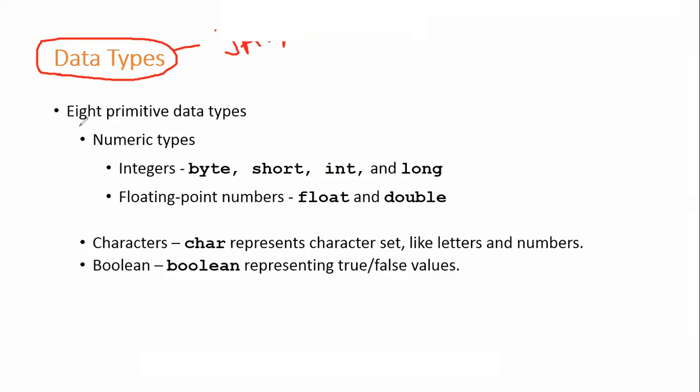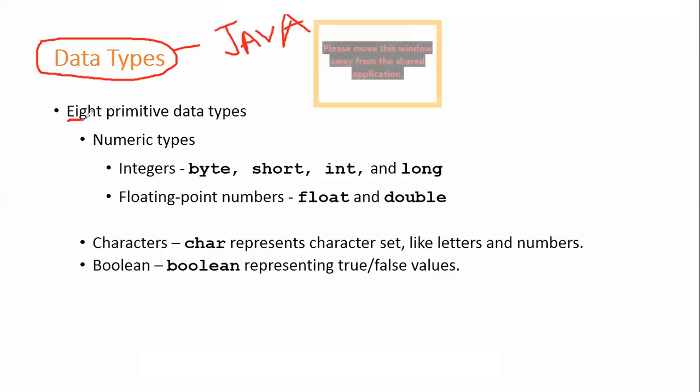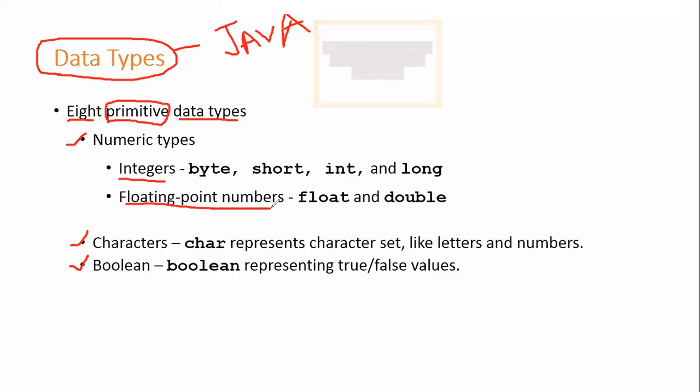So with respect to Java, totally we have 8 data types, and we call all these data types primitive data types. Now these primitive data types have been categorized into three types. The first one is numeric types, the second one is characters, and the third one is Boolean. Under numeric types, we have two types: one is integers and the second one is floating point numbers.